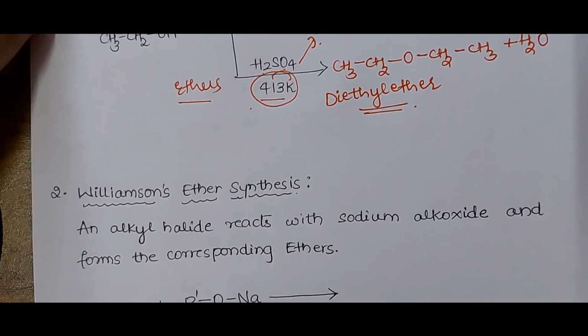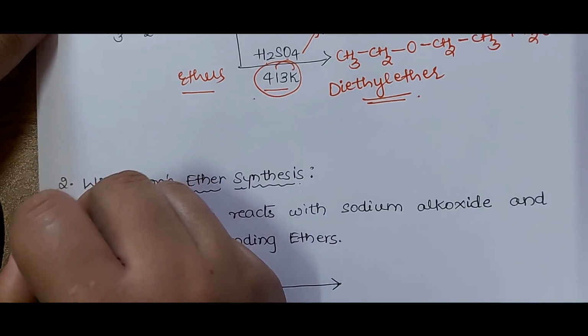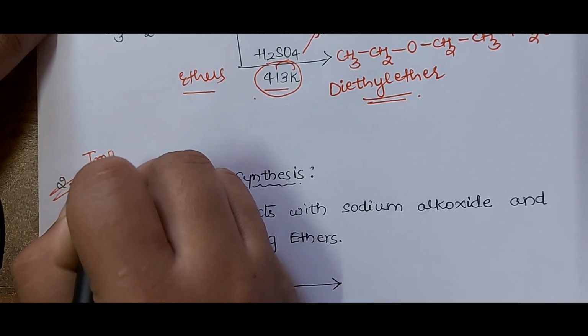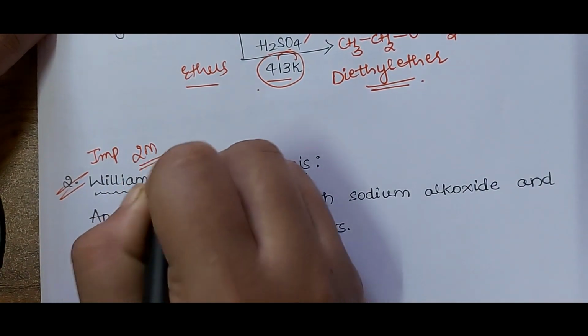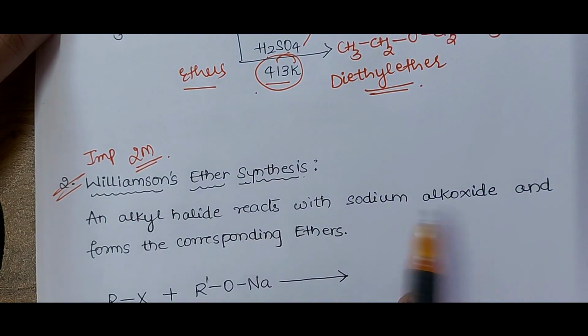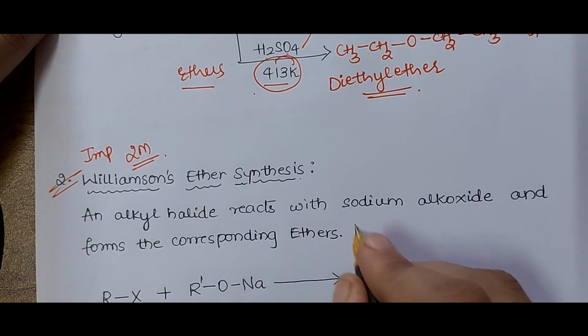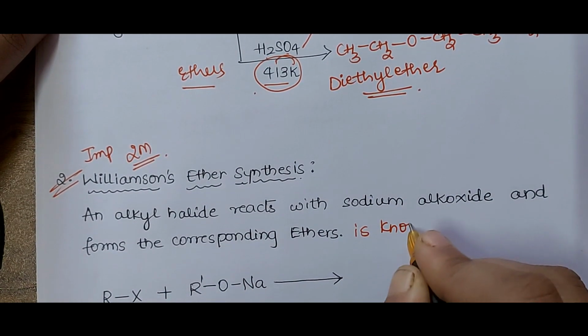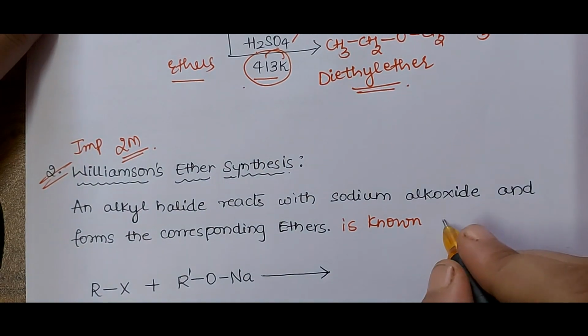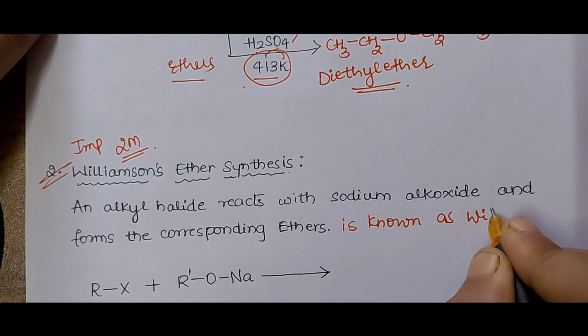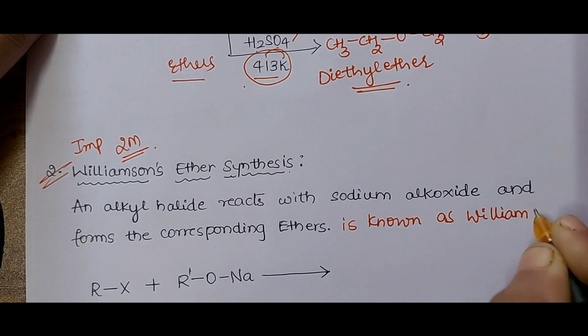Next, the most important question for 2 marks, that is Williamson's ether synthesis. Usually a repeated question in exam for 2 marks. An alkyl halide reacts with sodium alkoxide and forms the corresponding ether, and this itself we call Williamson's ether synthesis.